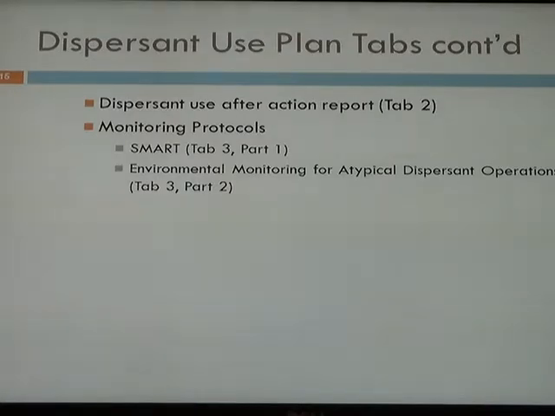Anytime dispersants are used, there has to be an after-action report submitted. And at the back of the plan, it specifically outlines how to conduct a SMART protocol, and it also talks about environmental monitoring for atypical dispersant operations. An atypical operation would be a subsea application or a full-scale application greater than 96 hours.